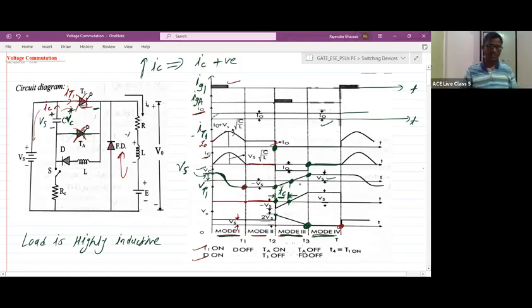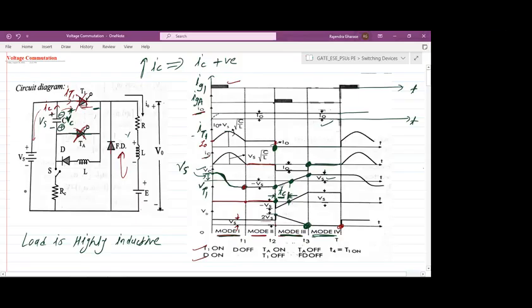So actually, suppose at the start of mode 3 the capacitor polarity was plus here, minus here. When the capacitor discharges through the auxiliary thyristor, charges move from one plate to the other. Suppose the upper plate has positive charges and the lower plate has negative charges. When the capacitor discharges, those charges will move from that plate to the external circuit.